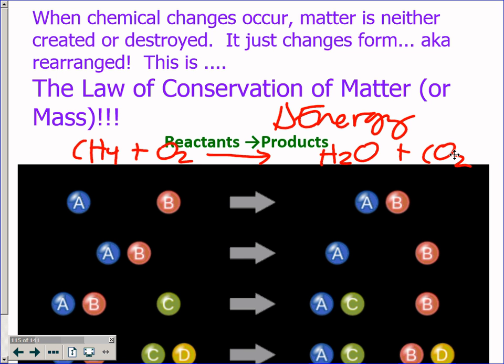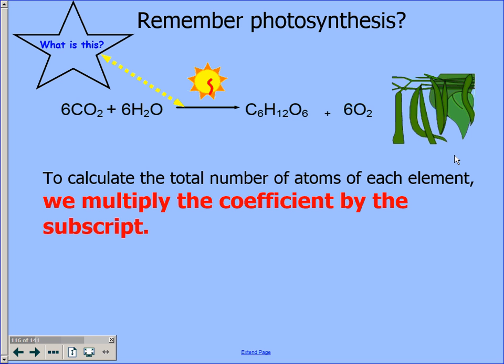So as you can see, reactants are on the left side, products are on the right side. So if you don't know that, now you should know that. Okay. So this is an equation you're familiar with, right?